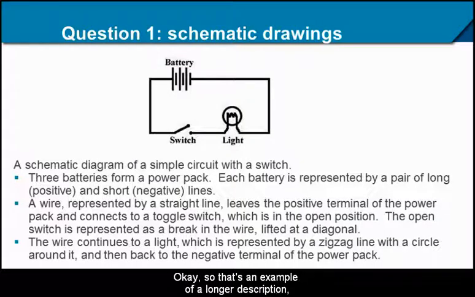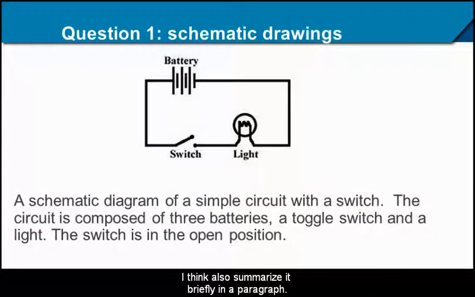Okay, so that's an example of a longer description. But for this same schematic, I think we can also summarize it briefly in a paragraph. A schematic diagram of a simple circuit with a switch. The circuit is composed of 3 batteries, a toggle switch, and a light. The switch is in the open position.